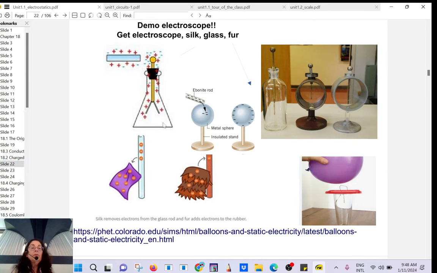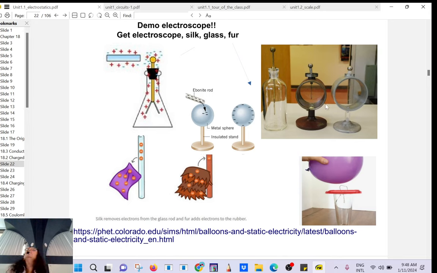Okay, so this is called an electroscope. And the thing to remember is that typical conceptual question: if you have fur and rubber or ebonite, the electron will be transferred from the fur to the ebonite. If you have silk and glass, it's the opposite. Silk has more affinity for electrons than glass. So if I ask you a question, you will be able to answer.